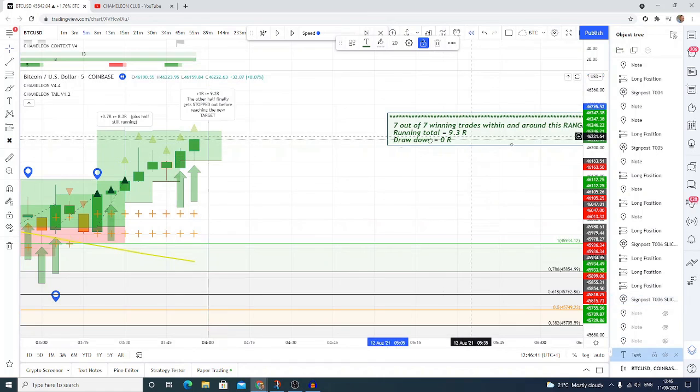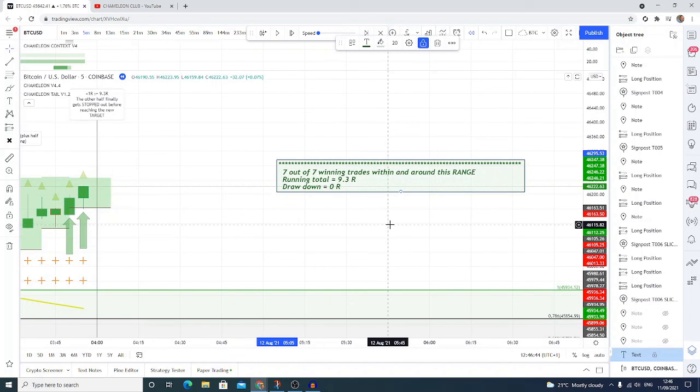In summary then, 7 out of 7 winning trades within and around this range, with a running total of 9.3R over a period of 4 hours of trading.